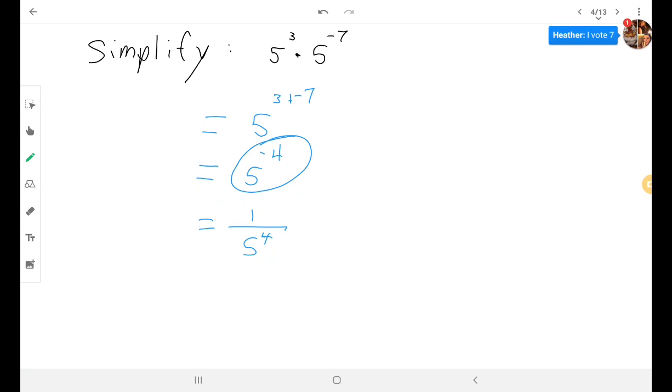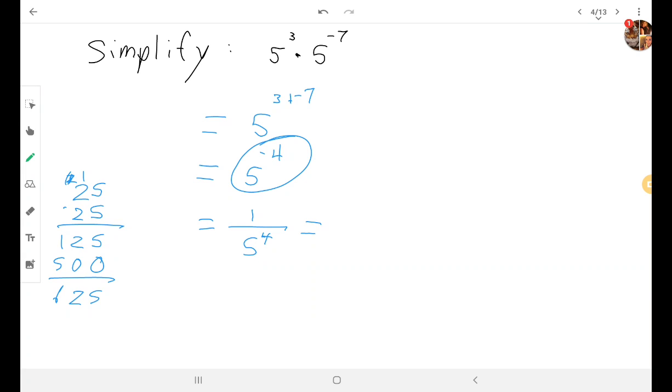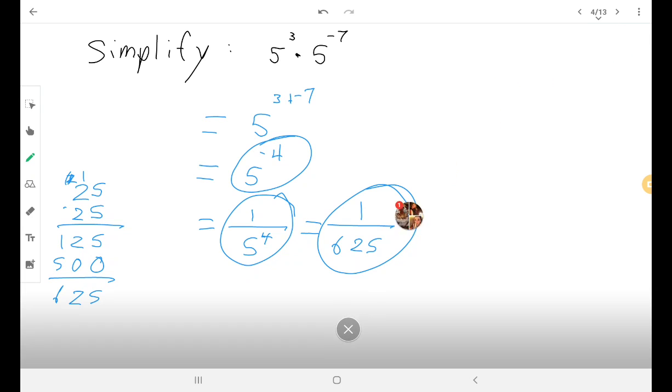And then 5 to the 4th is like 25 times 25, which I believe is 625, but let's do the paperwork and double check. That's 25, carry the 2, that's 10, 12, 0, 2 times 5 is 10, carry the 1, that's 5, so it is indeed 625. So this is another perfectly acceptable answer, and then another perfectly acceptable answer is 1 over 625. So all of these are good answers.